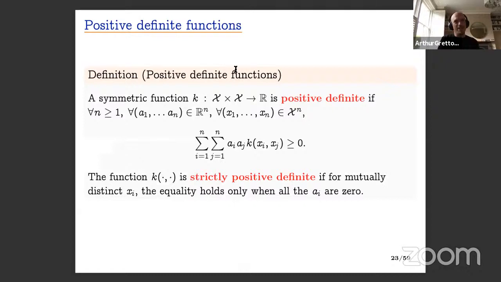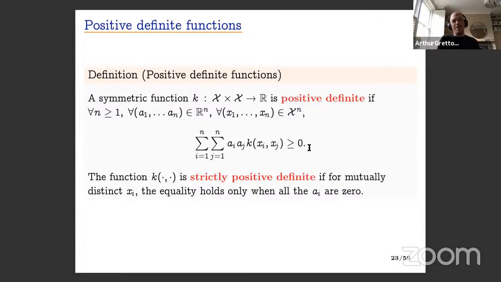What is positive definiteness? A function of 2 arguments is positive definite if for a set of scalars, a1 through an, and for any n greater than or equal to 1, so a1 through a10 or a1 through a20 and so on, and for a set of objects, x1 through xn, this sum, the sum over i and j of ai aj k(xi, xj), is always greater than or equal to 0. So this is the property of positive definiteness.